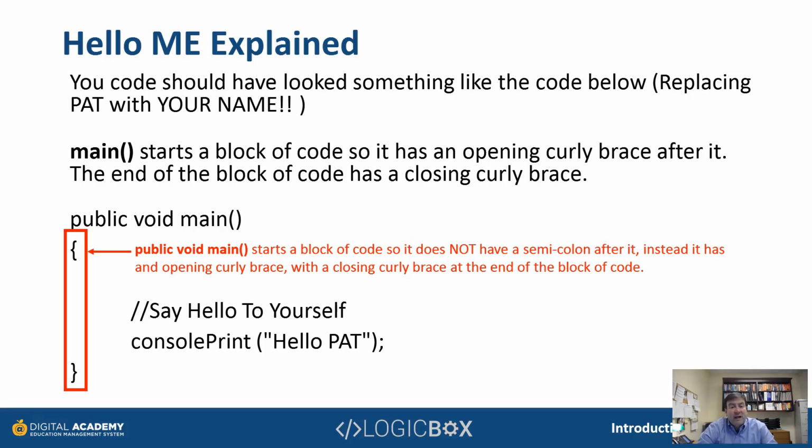Main starts a block of code, so it does not have a semicolon after it, but it does have an opening curly brace on the next line. It also needs a closing curly brace after all of the code that goes into main.